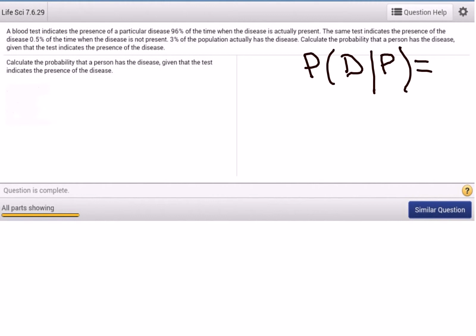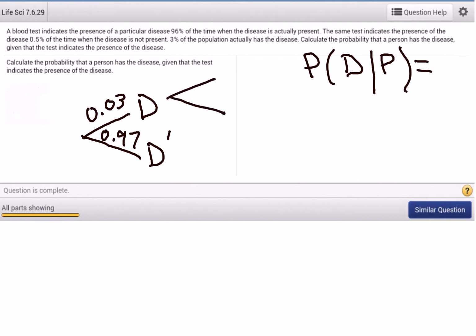So we're going to do a tree. Here's our tree, and we know that the population either has it or doesn't have it, and 3% of the population actually has the disease. So that would be 0.03, and that would mean 0.97 doesn't have the disease. Now from there, the test either indicates it's present or not present. You could think of it as test positive, test negative, however you want to think about it.